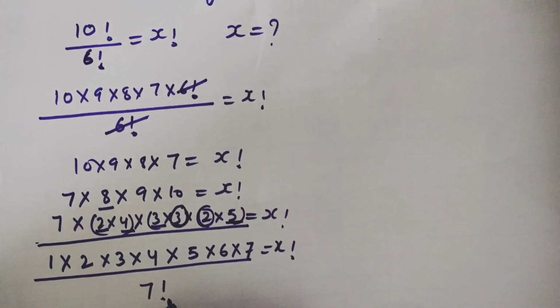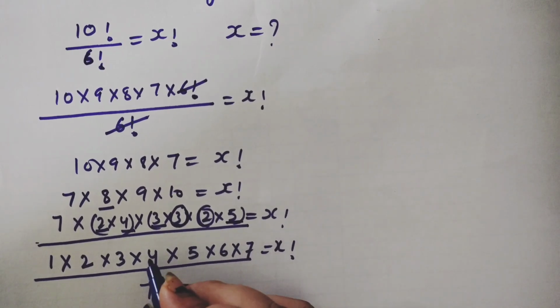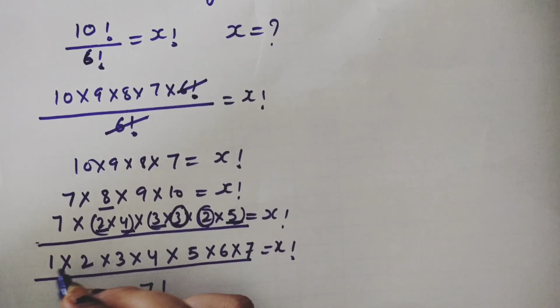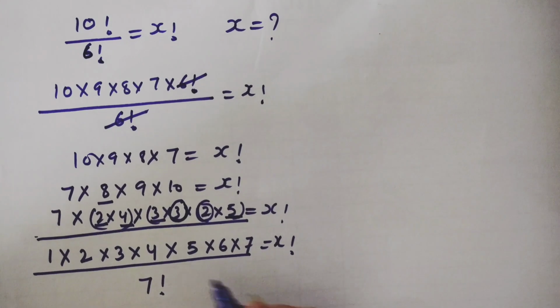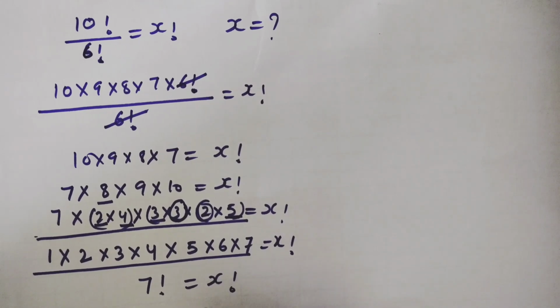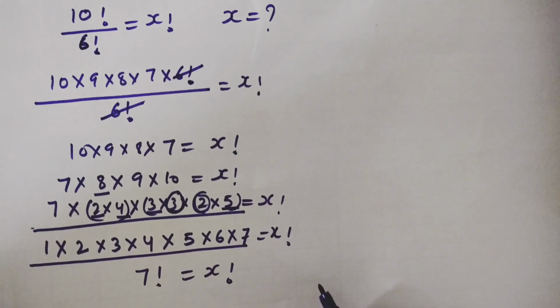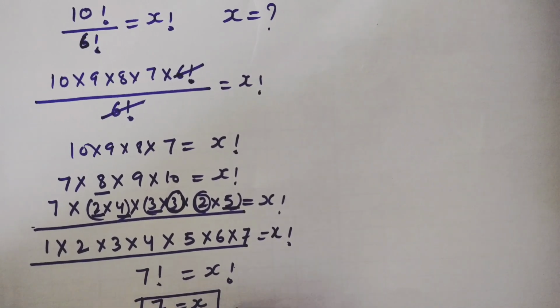Because if you split the 7 factorial, you again get 7 into 6 into 5 into 4 into 3 into 2 into 1. This is the expanded form of the 7 factorial, and right hand side is the x factorial. So after that the factorial and factorial cancel out, so the x value is 7. This is our answer.